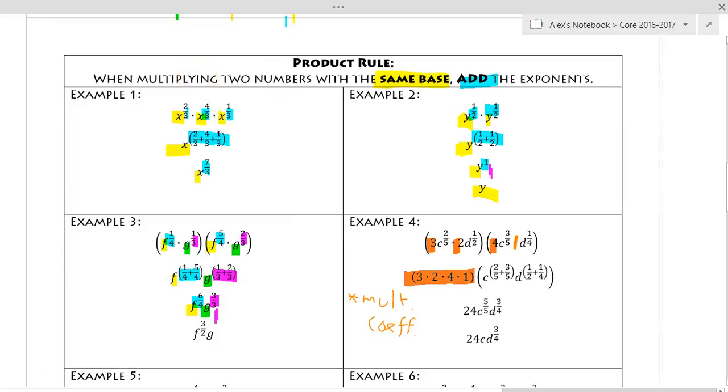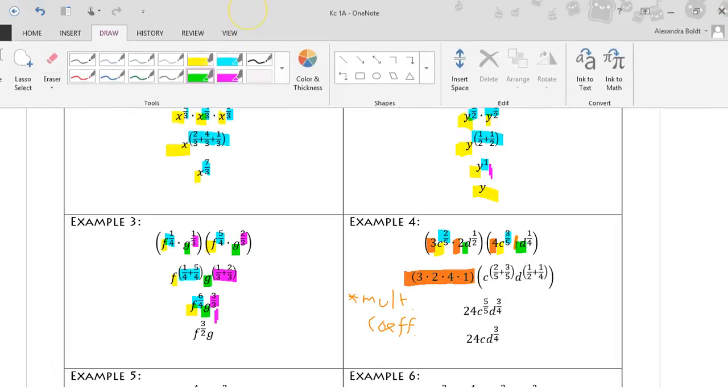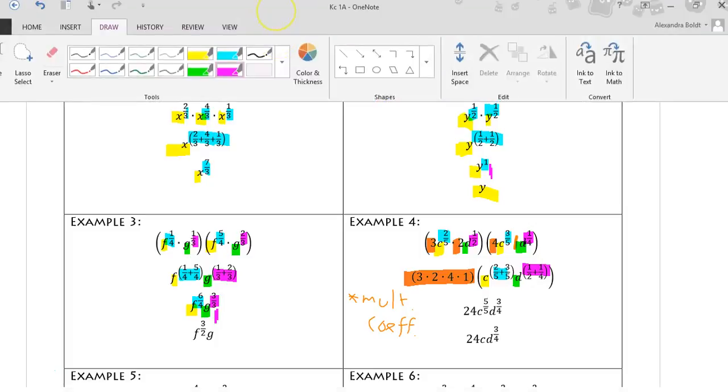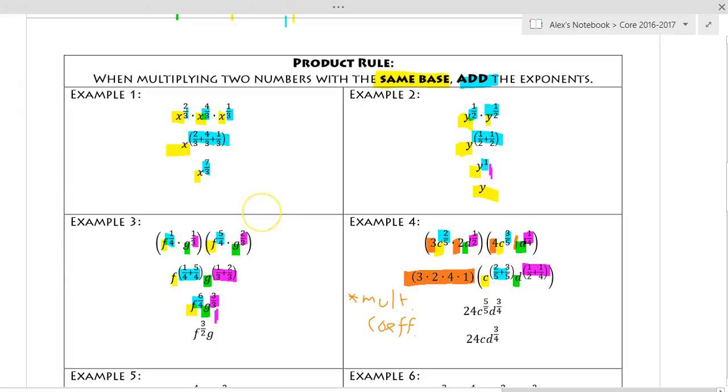Then I'm still doing the same thing. I'm looking for my same base. I have a base of c here and a base of c here. And then those exponents are 2/5 and 3/5. Then I have a base of d and a base of d. And I have 1/2 and 1/4. So my base stays the same. It's just c. I add those two exponents, 2/5 plus 3/5. My base, that base of d, stays the same. I just add my exponents. Okay? And then you're just kind of simplifying.